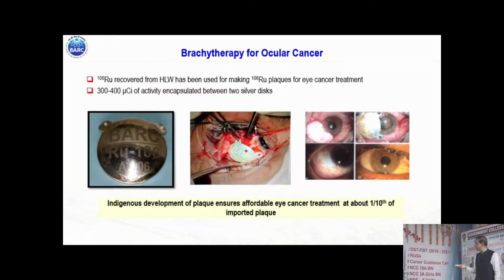Very few years back our colleagues developed a 106 ruthenium based agent, and this is basically a radioactive waste. It goes into spent fuel, that is, after the reactor runs, the fuel that is left out. From there we separate this 106 ruthenium. You can see this is the photograph of an eye cancer patient. This plaque has been placed, and you see after a certain period of time that the cancer has gone. This is done at AIIMS, All India Institute of Medical Sciences. Its cost is almost 1/10 compared to the imported devices.